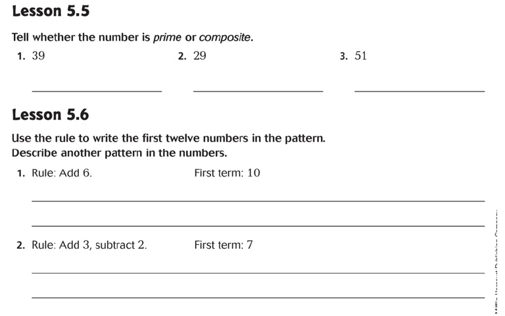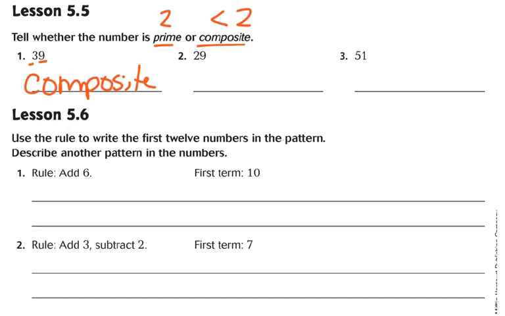All right, last section. Tell whether the number is prime or composite. A prime number only has 2 factors. A composite number has more than 2 factors. Okay, so let's look at 39. Well, I see a 3 and a 9 here. I know both of those numbers are divisible by 3. When I add them up, I get 12, and that is divisible by 3. So this number is composite because it has more than just 1 and 39 as a factor.